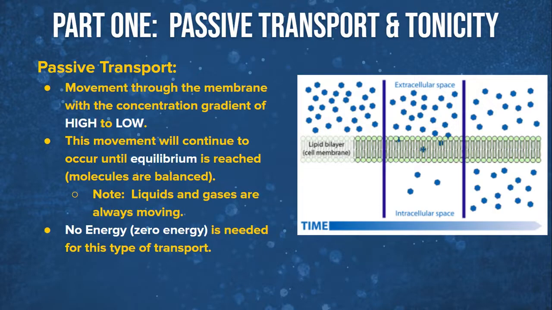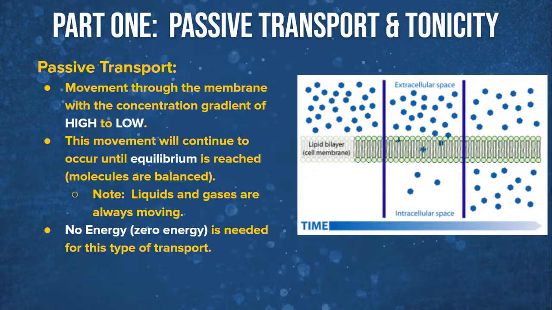It's the movement through the membrane with a concentration gradient from high to low. And what that means is that it is a whole lot easier for things that are moving across membranes to go from someplace that's really, really packed together in high concentration and strong, and then leave to go to a lower concentration. In other words, move to free space.